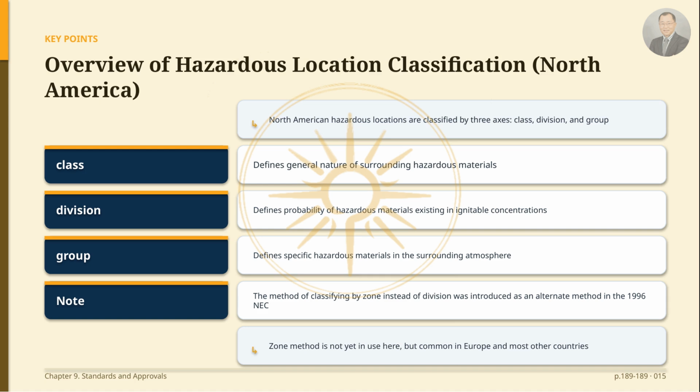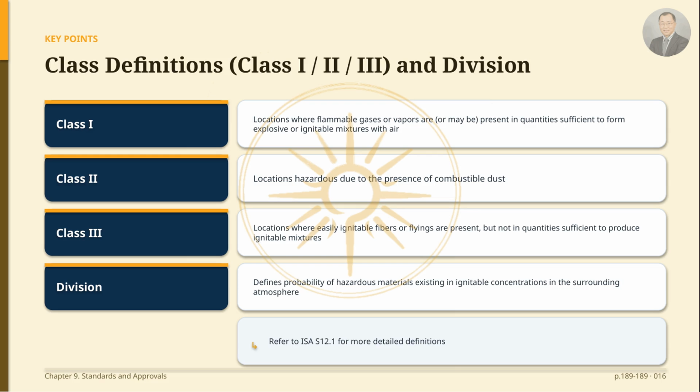One point to note is that the method of classifying locations as zones instead of divisions was introduced as an alternative in the 1996 edition of the NEC. However, this zone system is not yet practically used in North America, and is generally used in Europe and most other countries. I'll start by explaining the class in detail.